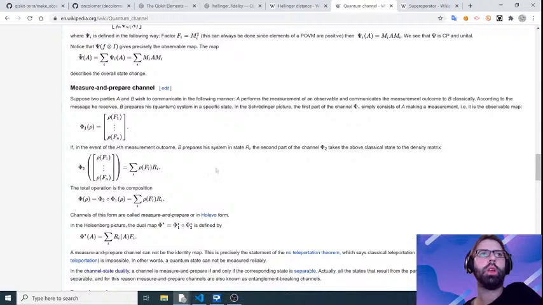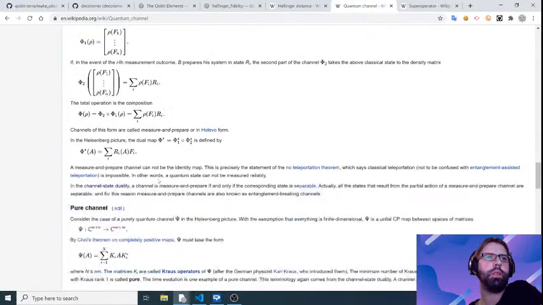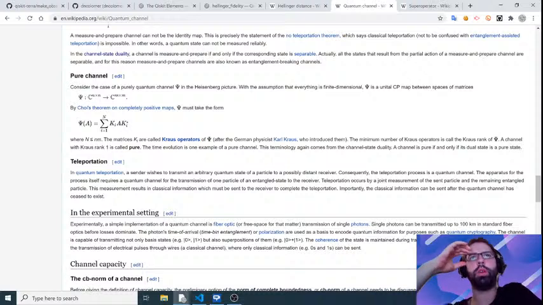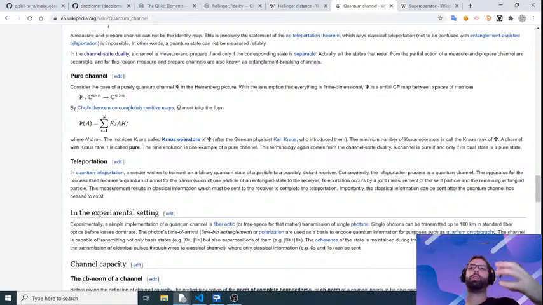Okay, so it's a... Okay, that gets funky though, right? Like, it's a way to add your classical information in a density matrix. In quantum teleportation, a sender wishes to transmit an arbitrary quantum state of a particle to a possibly distant receiver. Consequently, the teleportation process is a quantum channel. Okay, so you can understand teleportation as an operator, or as a super operator. No, as a quantum channel. Sorry, I'm mixing things up here.